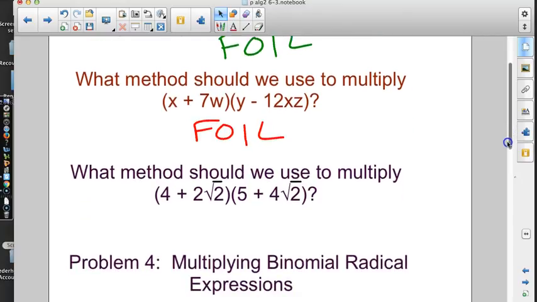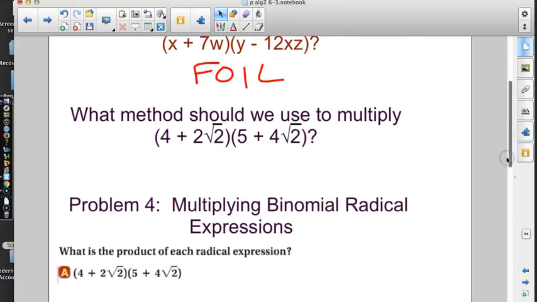I'm not sure if this is brown or purple or what that is. But it says, what method do you suppose we should use to multiply (4 + 2√2) times (5 + 4√2)? FOIL. Two terms. Binomials. So a big part of what we're going to do today is just FOILing. Lots of FOILing to get through things.